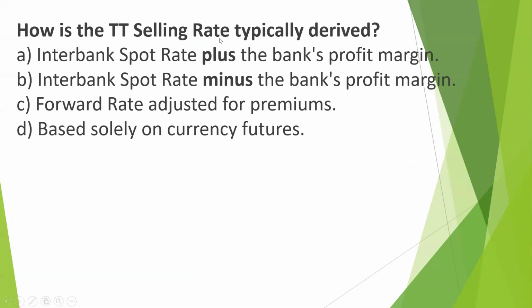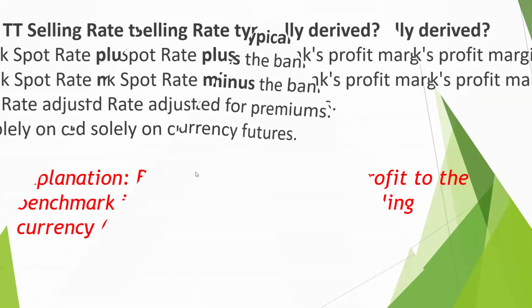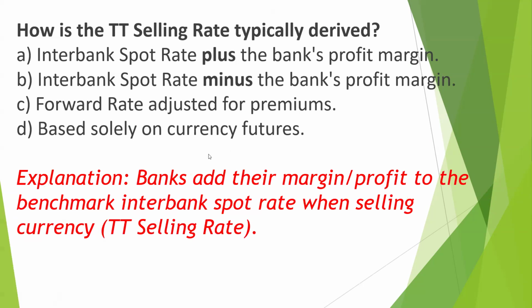How is the TT selling rate typically derived? Like we did TT buying, now TT selling. Options: interbank spot rate plus the bank's profit margin; interbank spot rate minus the bank's profit margin; forward rate adjusted for premium based solely on currency future. Let's see the right answer. The correct answer is A: interbank spot rate plus bank profit margin. Bank will add its profit margin to the benchmark interbank spot rate when selling currency.